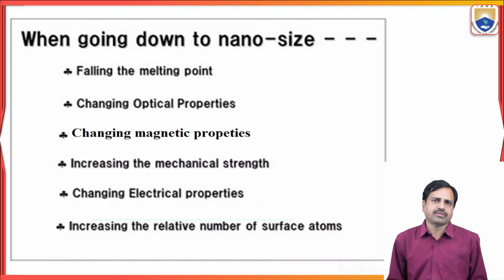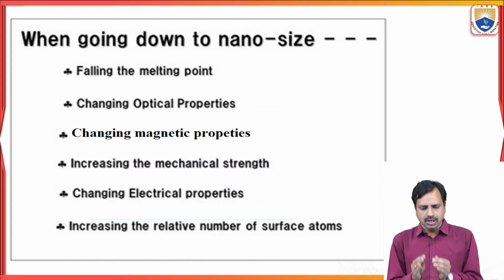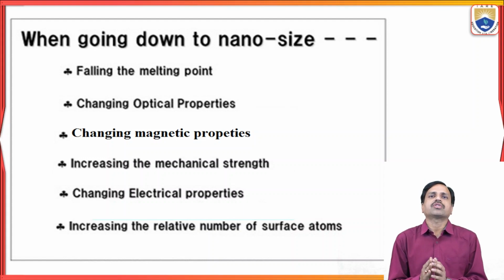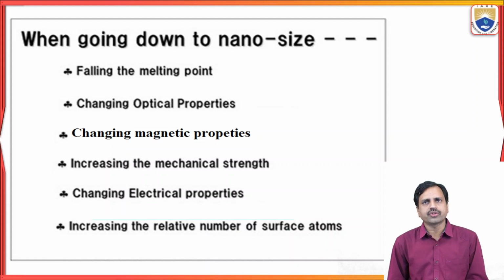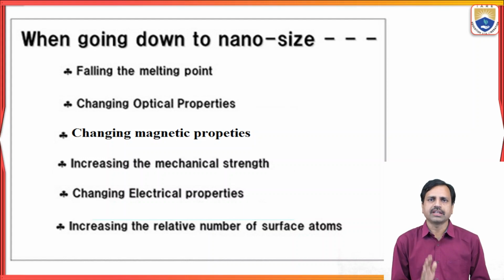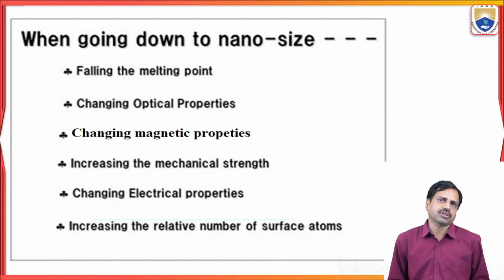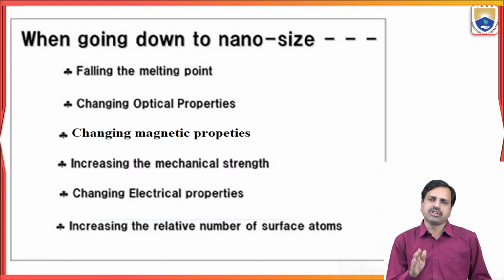So when we are going to the nano size, when the size of any particle is reduced, what properties are going to change? First one, falling melting point. The melting point of the particles will decrease, and optical properties change. The optical properties of the bulk material also change when it is brought to the nano size. Then changing magnetic properties. The magnetic properties of the material also change when brought down to the nano form. Increases the mechanical strength.